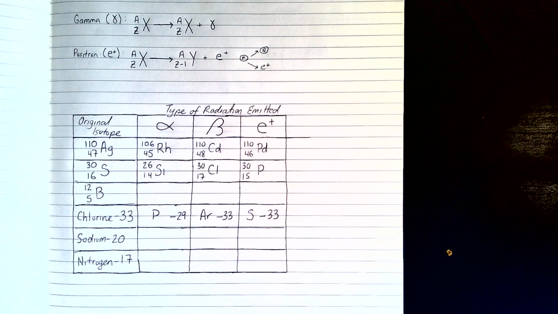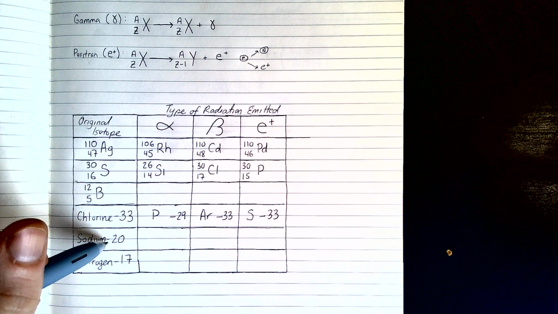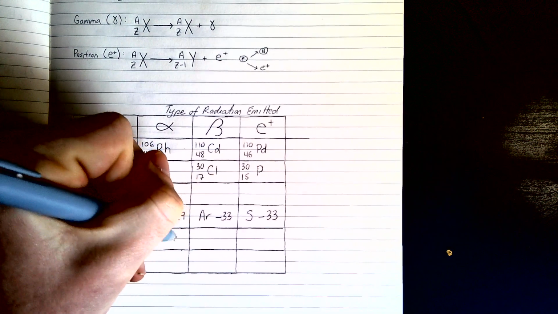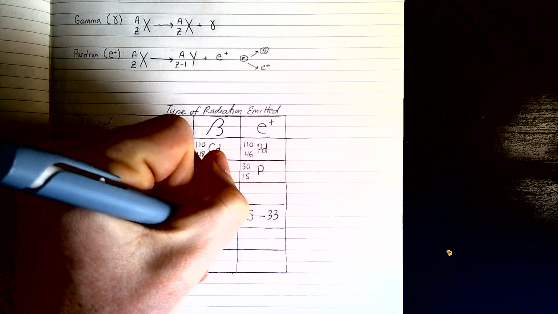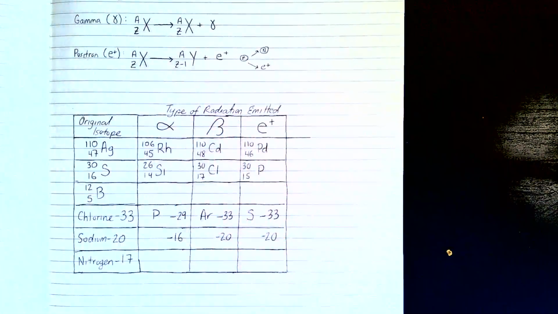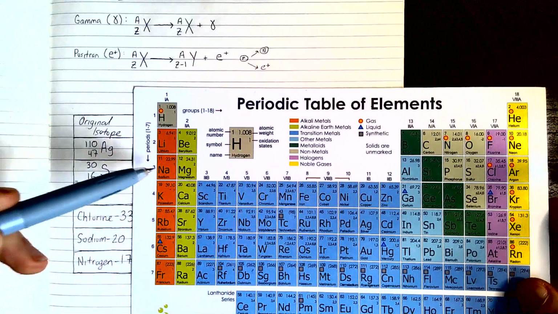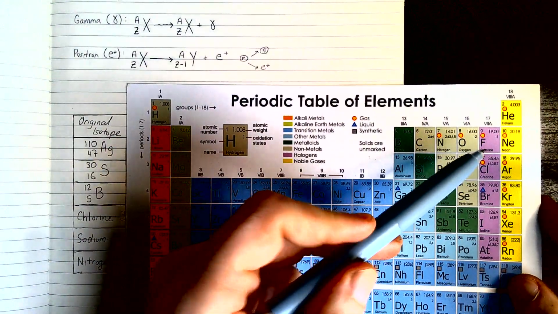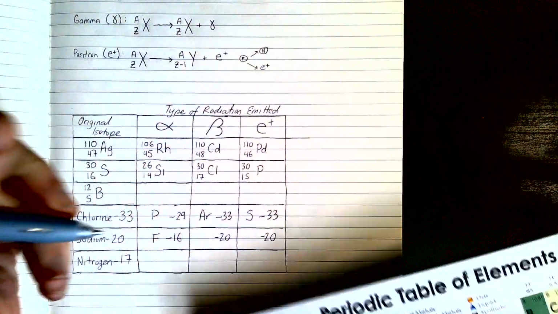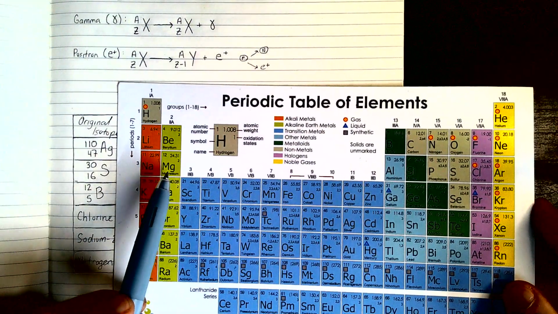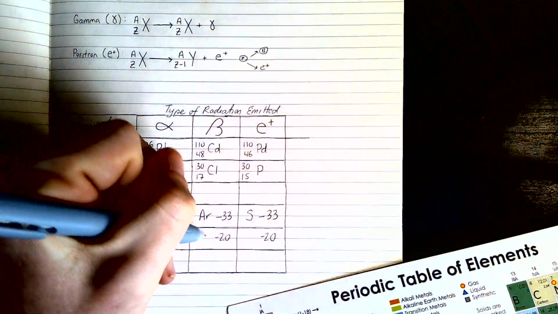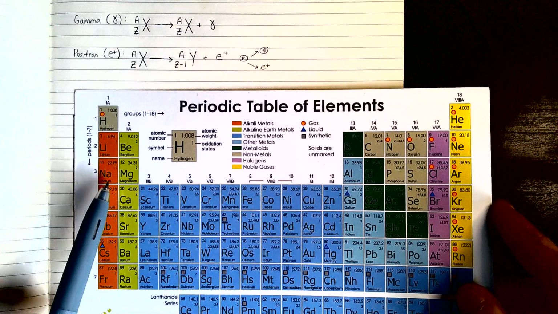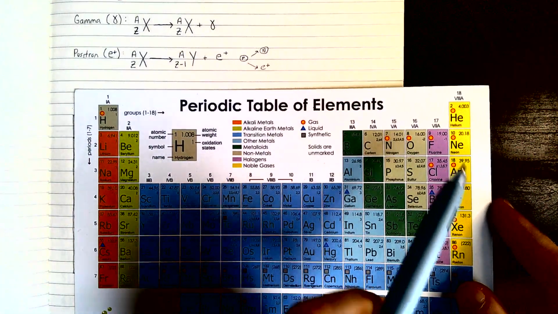Let's do one more. Sodium again, hyphen 20, that 20 is the mass. For alpha, it goes down by 4, and the rest, it does not change. Sodium is here, element 11. We step back 2 for alpha decay. That gives you fluorine. Go forward 1 for beta, magnesium. And come back 1 for positron, gets you to neon.